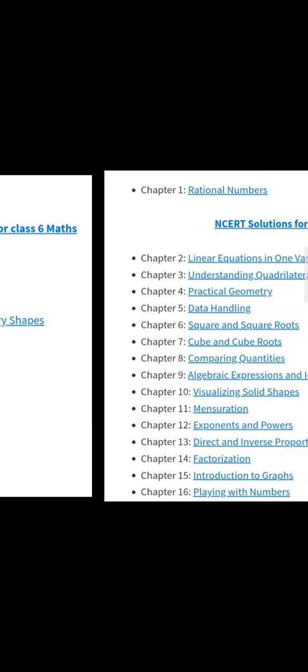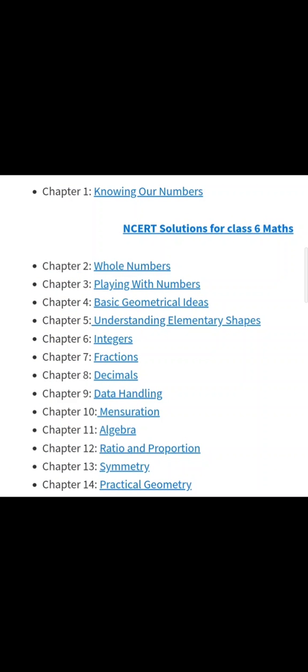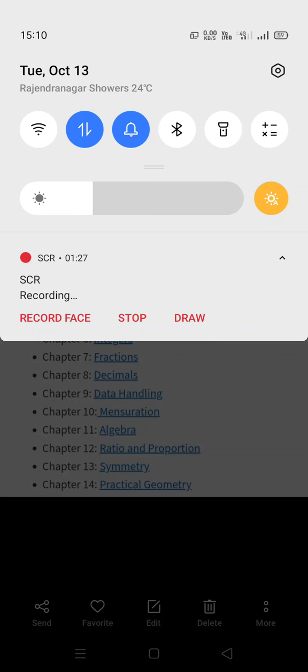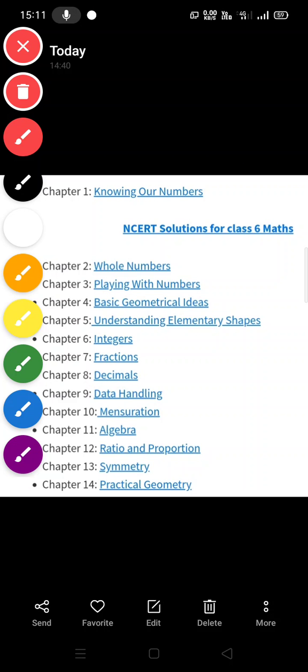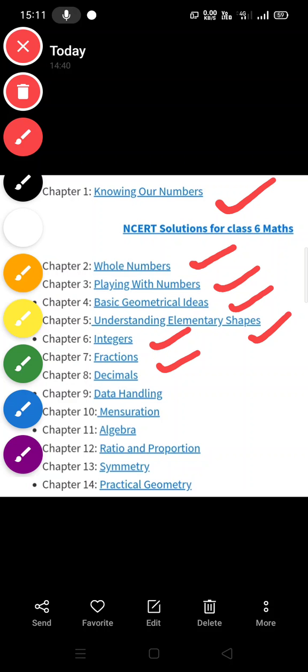And let us discuss the syllabus for 6th class. Sixth class maths contains 14 chapters, as we are seeing on the screen now. The first chapter is knowing our numbers, and in the second chapter we are discussing whole numbers. The third chapter is playing with numbers. The fourth chapter is basic geometrical ideas. The fifth chapter is understanding elementary shapes. The sixth chapter is integers. The seventh chapter is fractions.